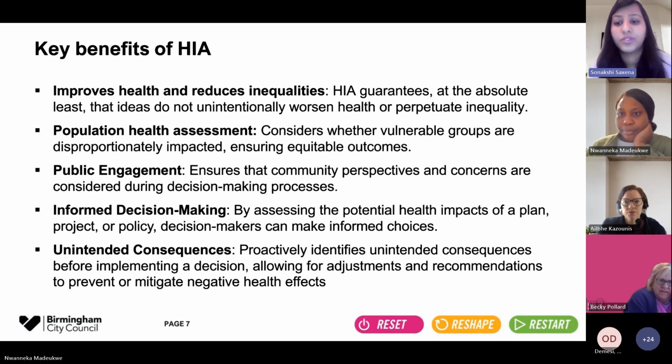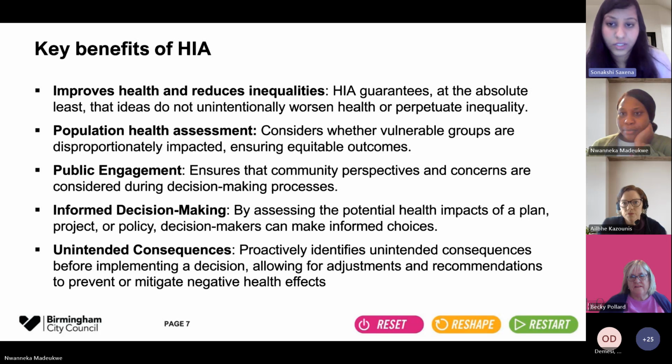Obviously, it leads to informed decision making. This allows for identification of any alternatives that can prevent any risks and promote overall health. It proactively identifies any unintended consequences before implementation, which is a key benefit of HIA. So it allows for adjustments and recommendations to mitigate risks and ensure that health outcomes are positive. It plays a crucial role in creating health promoting environments because that's the goal.